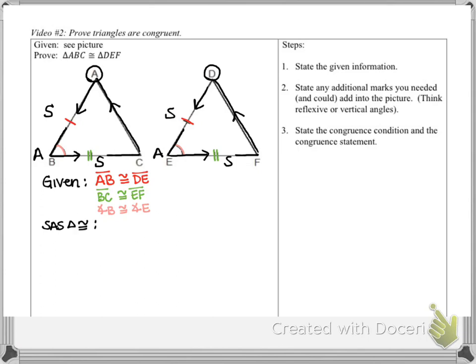And then the last thing I need to do is name the triangles. I'm just going to do it in the order that I went across. I started at A, I went to B, and then I went to C. Same thing for the right-hand triangle. I started at D, I went to E, and then I went to F. Okay, so that's the listing part of this.